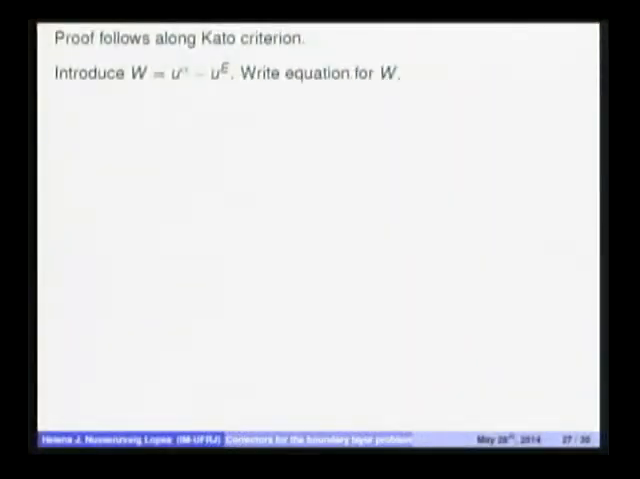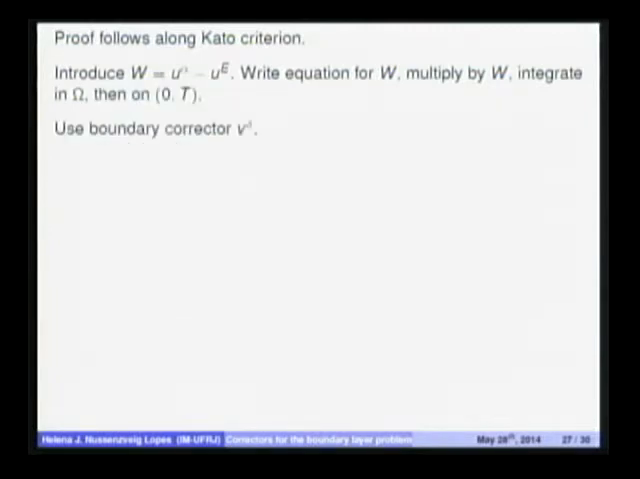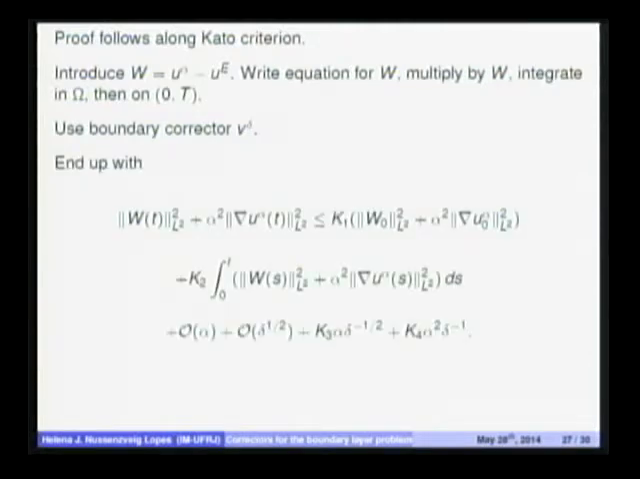Okay, the proof follows along the proof of the Kato criterion. In this case, if you try to do the similar exercise that I did before, in which you compare u alpha minus u delta minus the approximate Euler, it doesn't work. So you really have to compare u alpha with u Euler. Write an equation for w, multiply by w, integrate in omega, and then in time, use the boundary corrector v delta as we did before, and you end up with this estimate here.